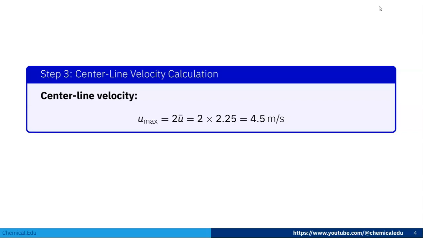So here center line velocity, that is U max. If this is the pipe, this is the center line. So U max is nothing but 2 into average velocity. The average velocity we got is 2.25. So 2 into 2.25, that is 4.5 meter per second.